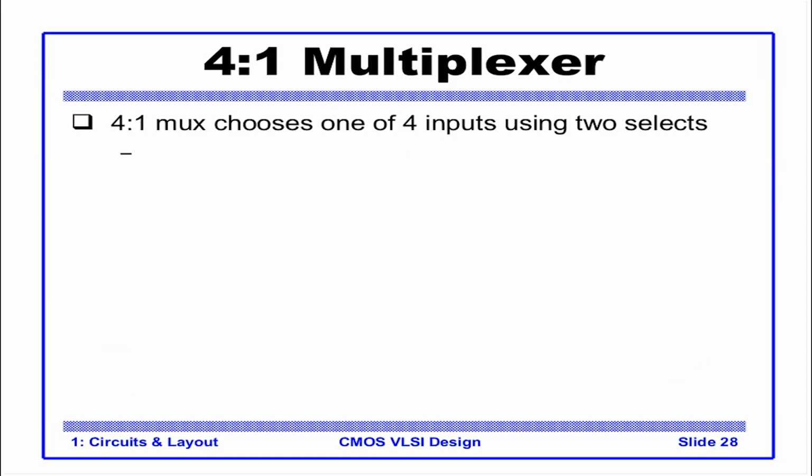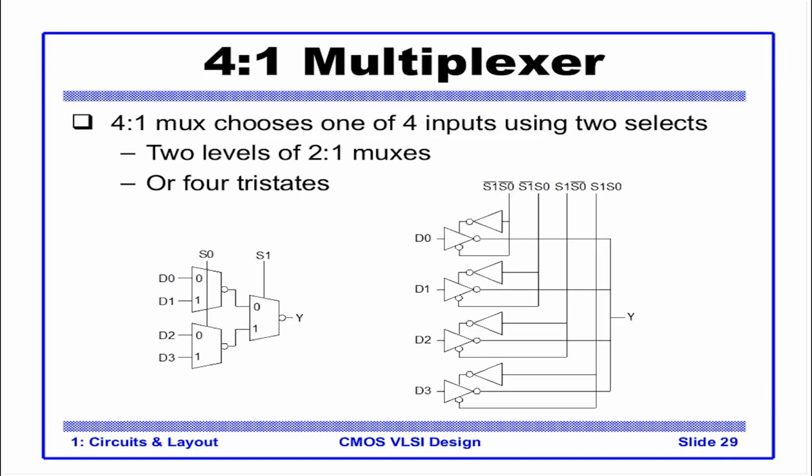Let's look at still bigger multiplexers. What we saw earlier was a 2:1 multiplexer. Now let's look at a 4:1 multiplexer. It chooses one of the 4 inputs, and there are 2 select lines. So again, it's going back to your digital design basics. A 4:1 multiplexer can be constructed out of 2:1 multiplexers, with the LSB, S0, controlling the 2 muxes here, and S1 controlling the mux which drives the output.